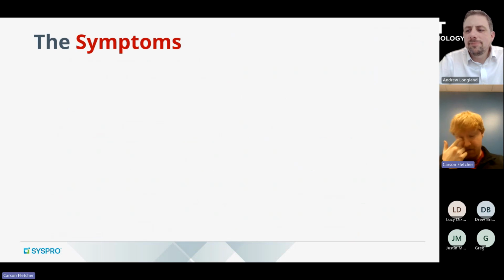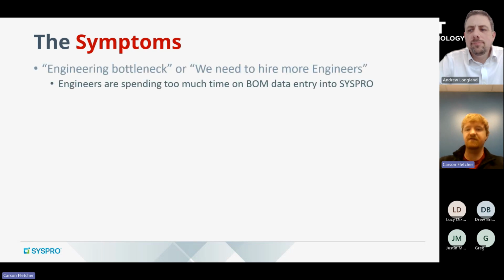So let's talk a little bit about the symptoms. If you don't have CADLink and you think you might need a system like it, here's some problems you might be encountering. And if you recognize any of these, then CADLink is probably a good fit to help you out. So the first one might be something like an engineering bottleneck, or we need to hire more engineers. Maybe engineers are spending too much time in BOM data entry into SYSPRO.